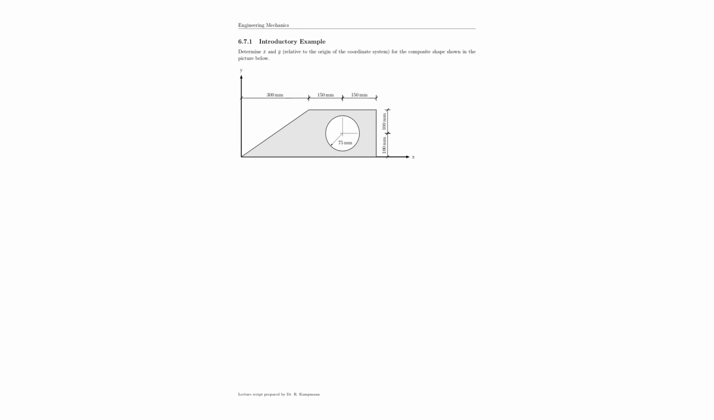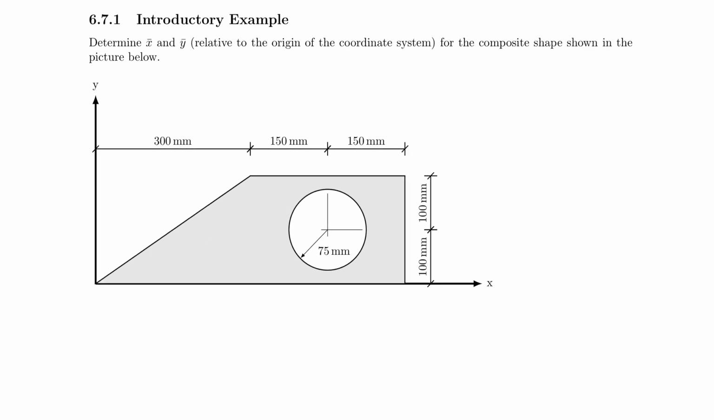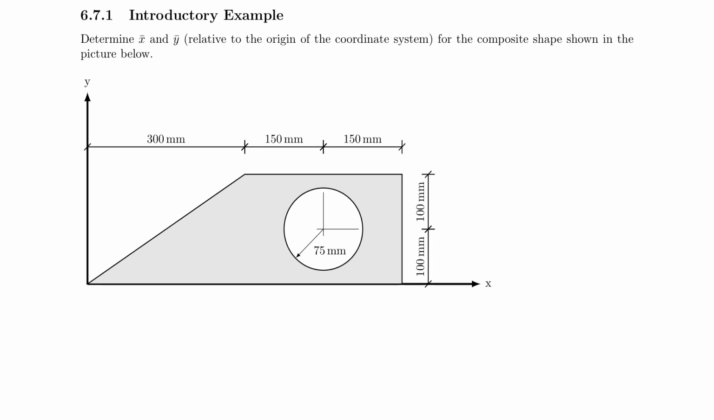So here we see a very educational problem that should help us to grasp the concept a little bit better and in more detail. So let's first examine the problem and understand what's going on. So number one, we have to find X bar and Y bar. That's our task here. And we already see here that it is a composite shape.